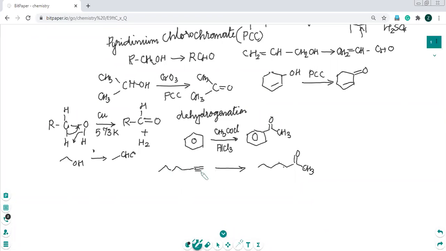Yes, see here. This alkyne is 1-hexyne. What's the reagent? The reagent is hydrolysis: H3O plus in presence of acid and a little amount of mercuric sulfate, HgSO4. Mercuric sulfate. Okay. You will get a ketone.